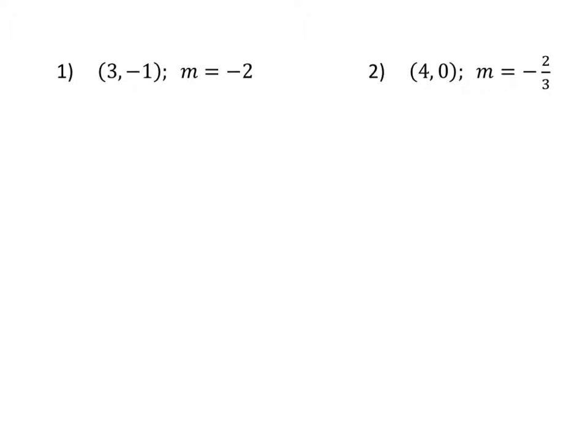So this next example, we're given the slope and we're given a point, x1, y1. So we're going to do the same thing as we did in the last example. So recopy your equation, y minus y1 is equal to m times x minus x1. And we're going to substitute all these values that we know. So the y is negative 1, the x is 3, and the slope is negative 2.